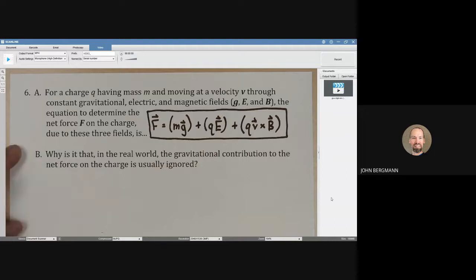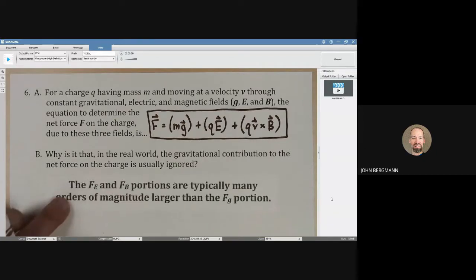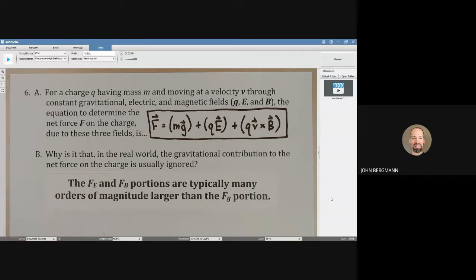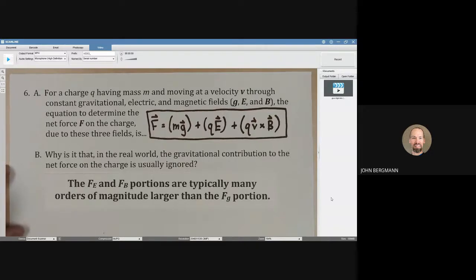Letter B, let's finish with why is it that in the real world the gravitational contribution to the net force on a moving charge is usually ignored? That's because the electric force and the magnetic force portions are typically many orders of magnitude larger than the gravitational part.